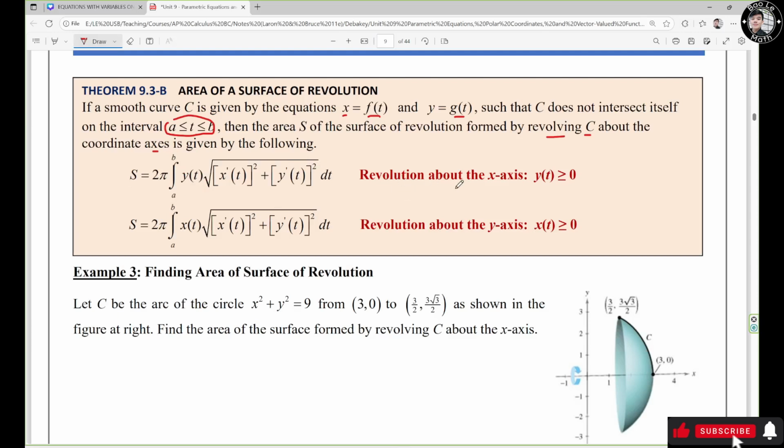Now when you revolve the curve about the x-axis, the radius, which is y of t, should be perpendicular to the x-axis. Similarly, if you revolve the curve about the y-axis, the radius x of t is perpendicular to the y-axis, right? Keep in mind the radius must be greater than or equal to 0, right?